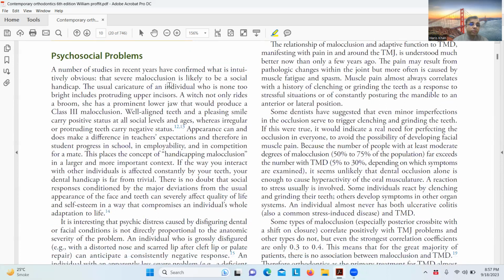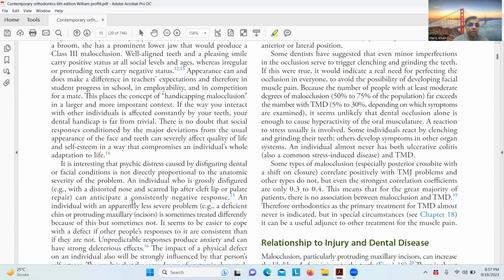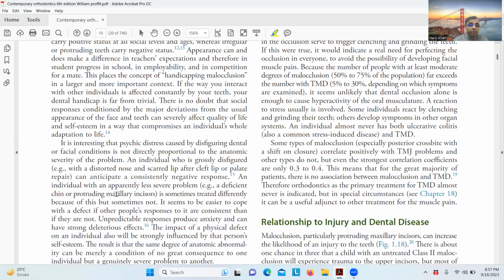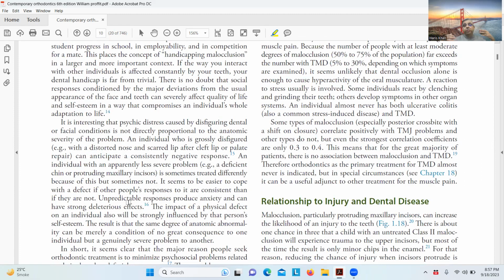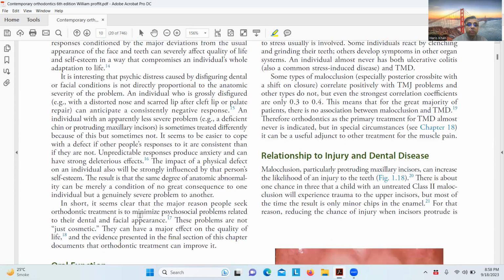Psychological problems. A number of studies in recent years have confirmed that dental appearance does not make a difference in teacher expectation. Interestingly, the psychological problems caused by disfiguring dentofacial appearance are not in direct proportion to severity. For these you can give a read. We know that when it's a class 2, the child has psychosocial problems, and you can do a treatment so the child has a feeling of well-being, right? Nothing else is important. You can make a one or two liner summary for yourself.